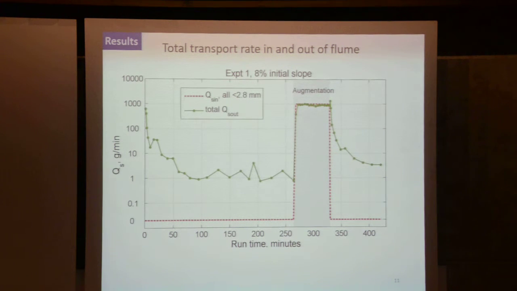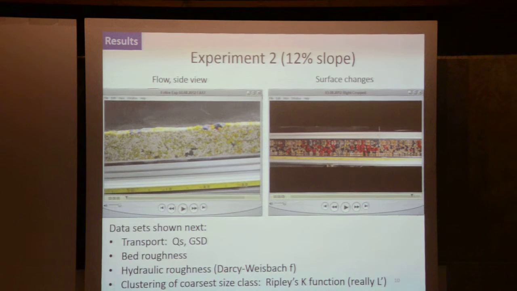Actually, let me go back to one other thing. The data that I'm going to show next, I'm going to show first the transported sediments in terms of the flux out of the flume and the grain size distribution. Then I'll show how the bed roughness evolves, how the related hydraulic roughness evolves during the experiments, and finally we'll show some results on the clustering of the coarsest grains.